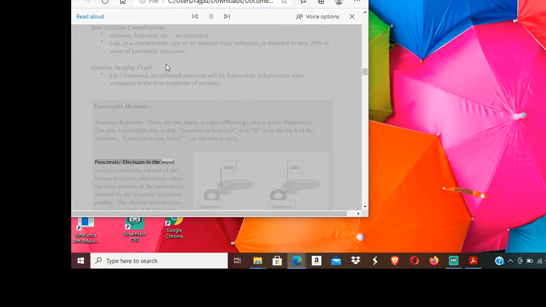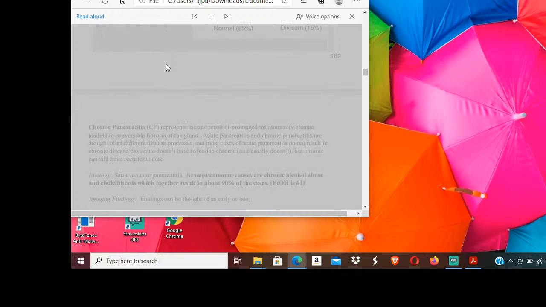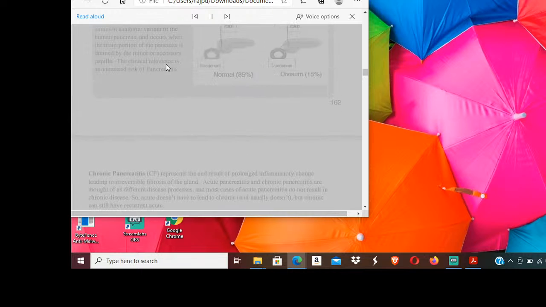Pancreatic divisum is the most common anatomic variant of the human pancreas, and occurs when the main portion of the pancreas is drained by the minor or accessory papilla. The clinical relevance is an increased risk of pancreatitis. Normal, 85%. CBD. Divisum, 15%.